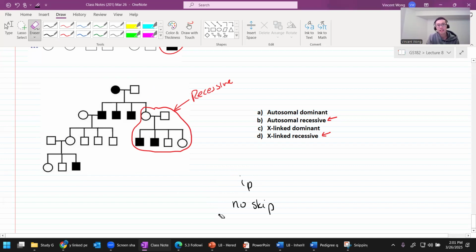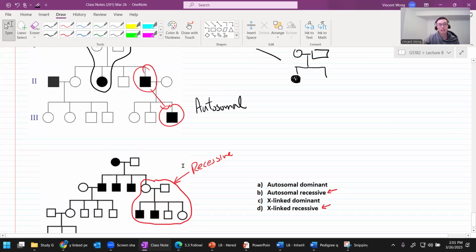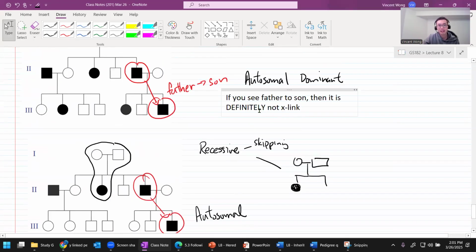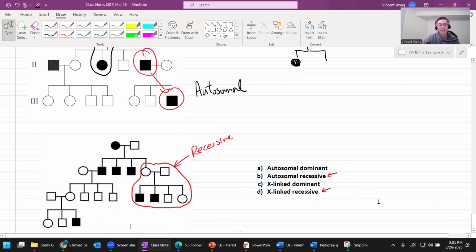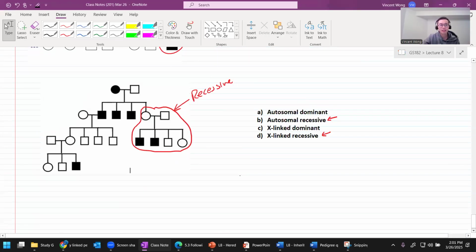So dominant is not possible in this case. Okay, so is it autosomal or X-linked? How do we know? How do we know definitely not X-linked? Definitely not X-linked is father to son, right? Do we see father to son here? No, no father to son. So it is not definitely not X-linked. In other words, it could be X-linked.